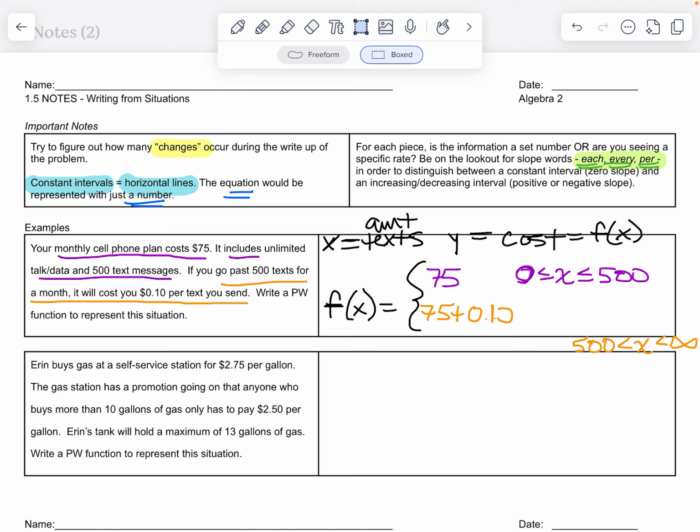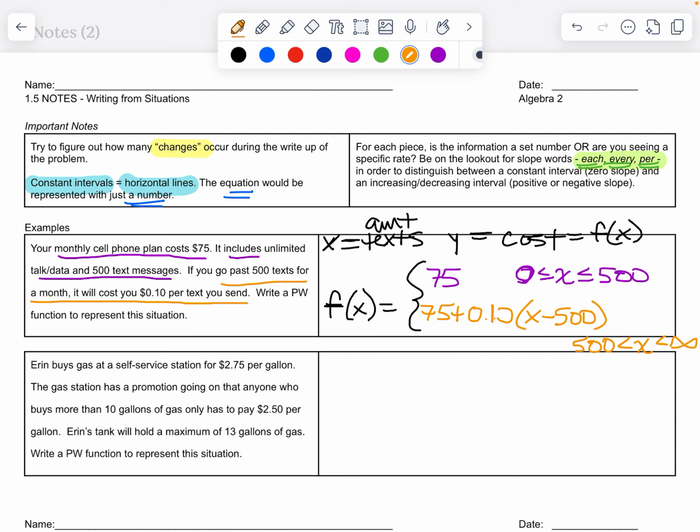When I take care of this in the piecewise function, here's how I write it out. I'm going to use a parenthesis. I'm going to use the previously mentioned end of the interval, so that interval we know is going up to 500. And then I have that right there. So if I had 501, it would cost me the original $75 plus an additional 10 cents. If I went to 502, it would cost me 20 cents plus the 75.